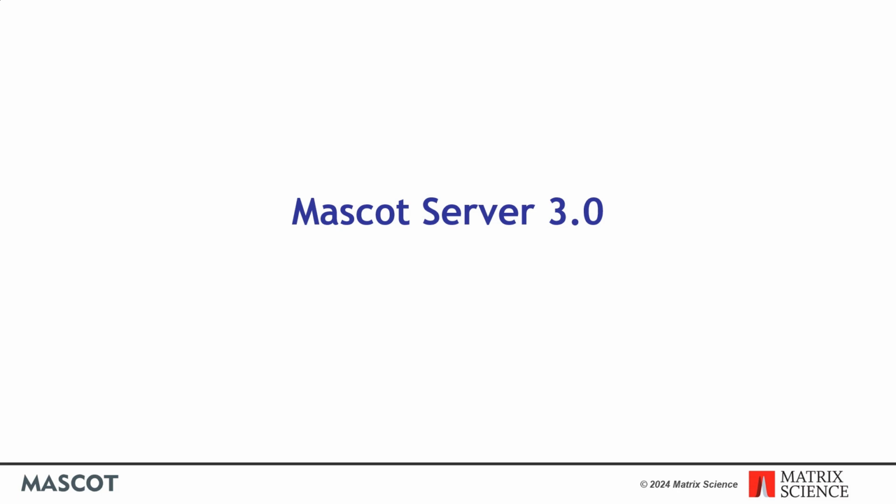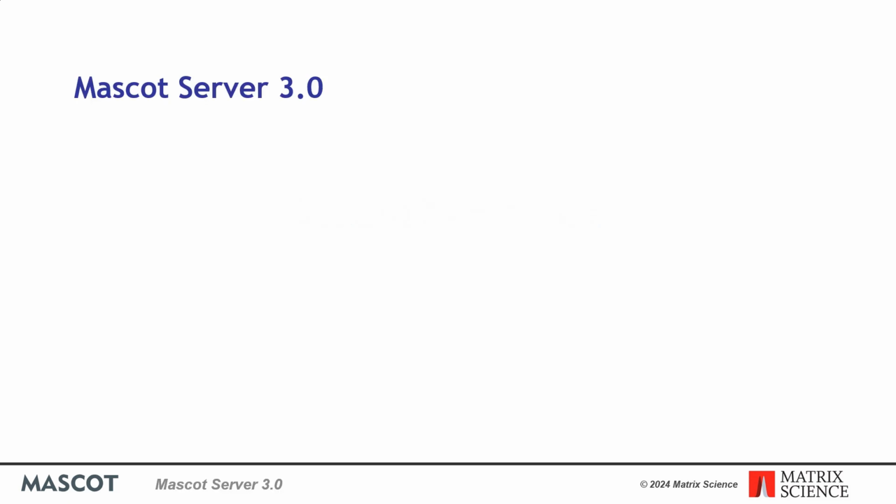Mascot Server 3.0 is a major feature release. The first big change is how machine learning is applied. Like earlier versions, Mascot ships with Percolator, which uses semi-supervised machine learning to improve the discrimination between correct and incorrect spectrum identifications. We call this refining the results with machine learning.